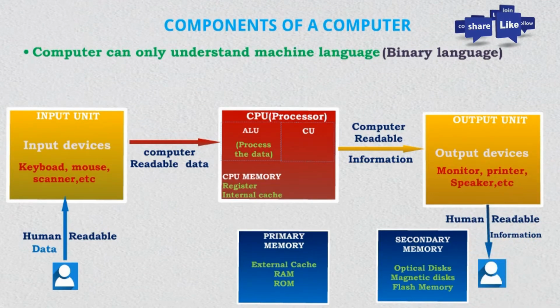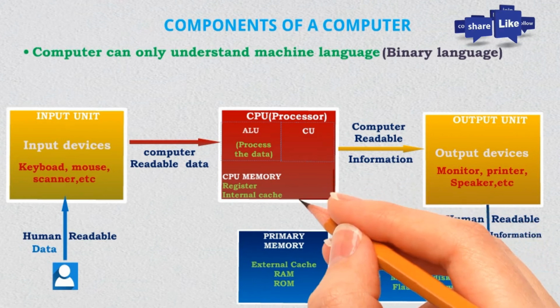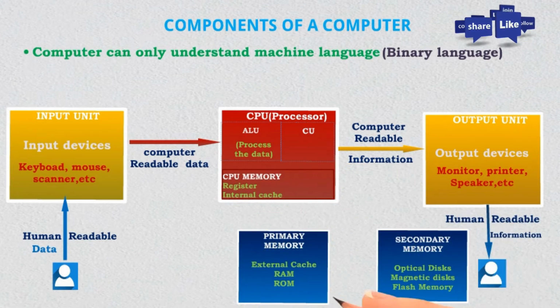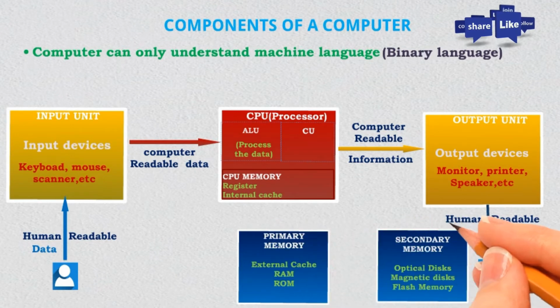When CPU is processing the data, it requires some space to store and retrieve the data. This storage space is called as memory. There are 3 types of memory available in the computer. These are CPU memory, primary memory and secondary memory.